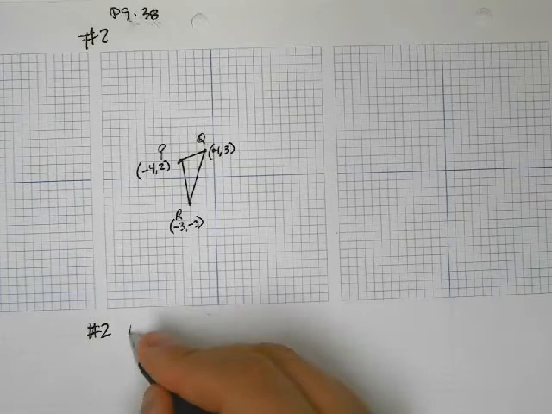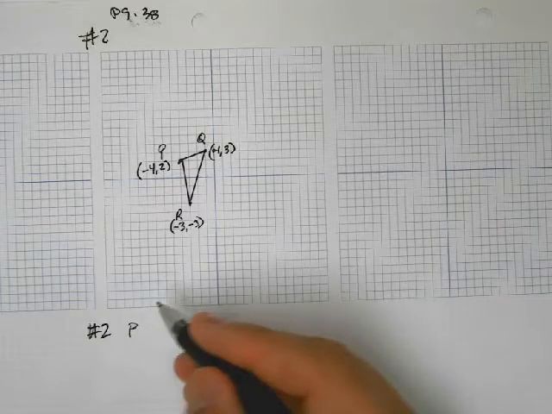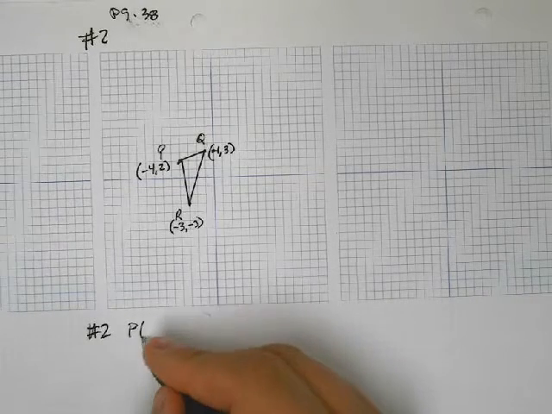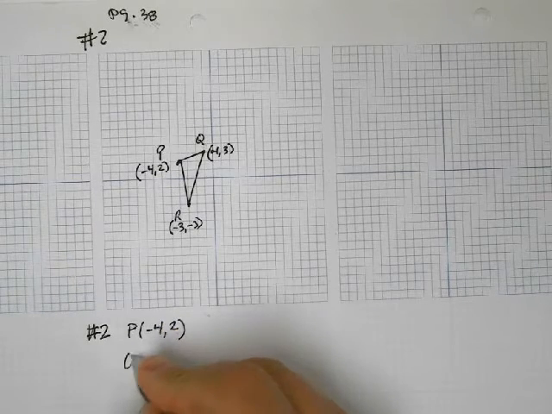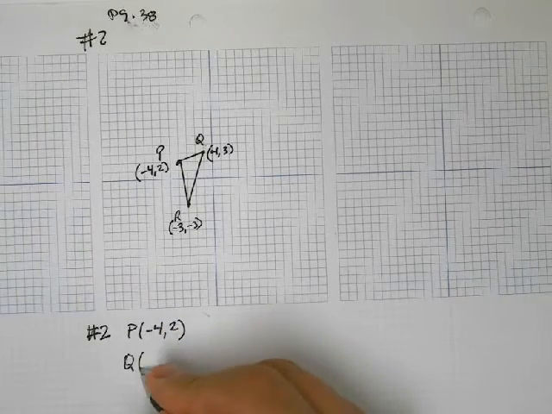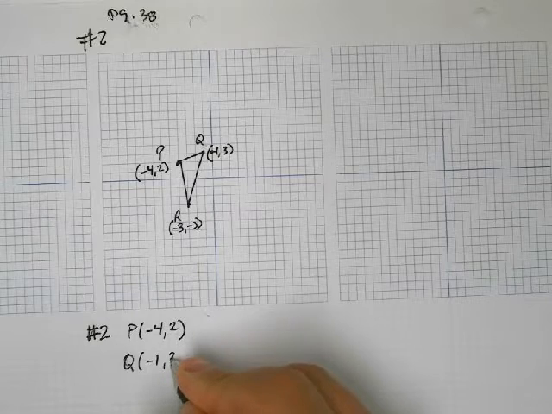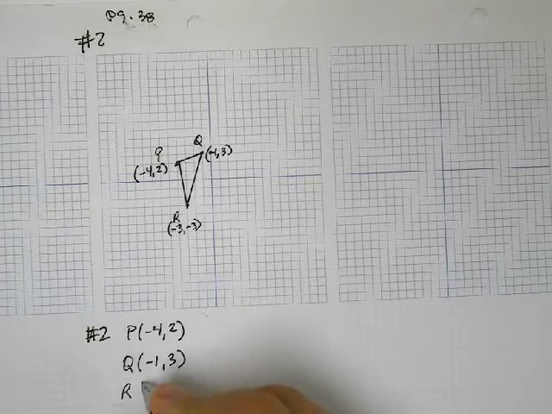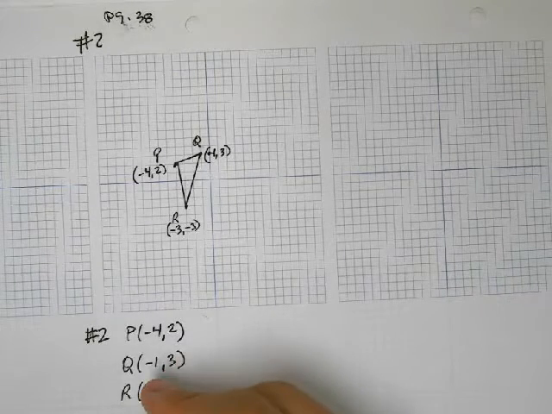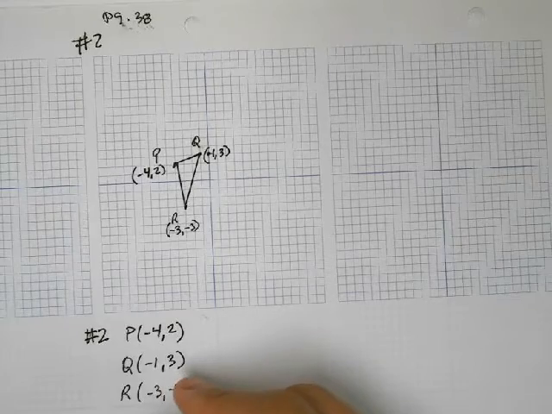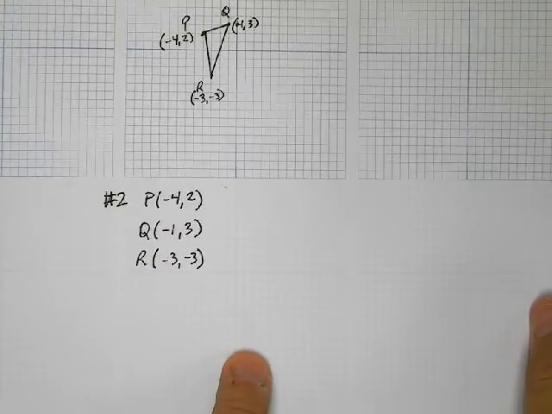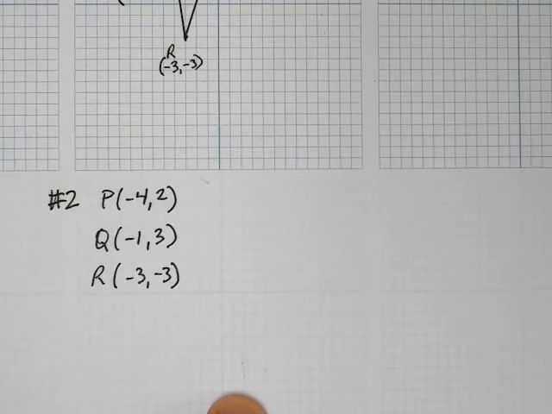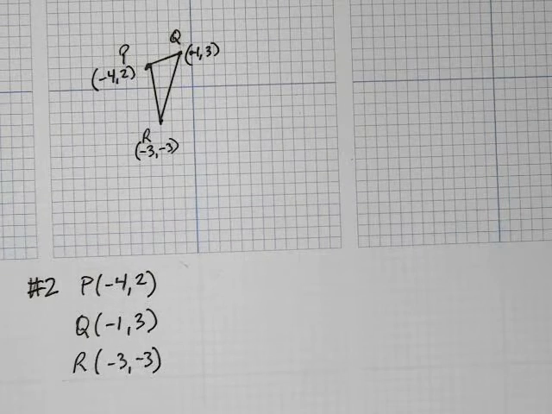So take each coordinate and its ordered pair: P is -4, +2, Q is -1, +3, and R is -3, -3. Okay, so take each coordinate. Let me move this up a little bit, and let me focus in a little bit. Okay, so now we're applying the rule.